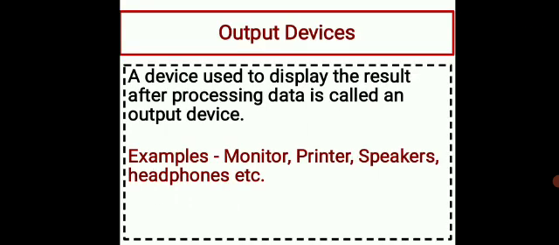Output devices. A device used to display the result after processing data is called an output device. Some examples of output devices are monitor, printer, speakers, headphones, etc.